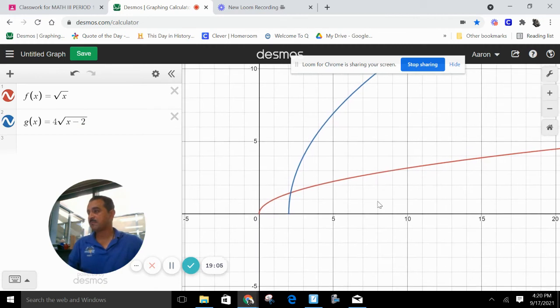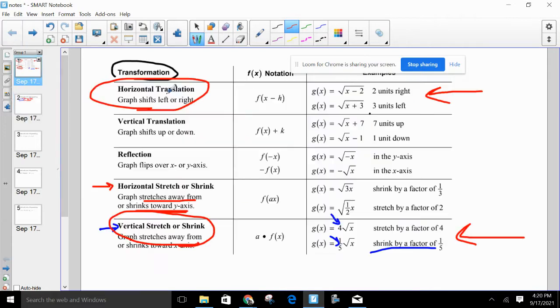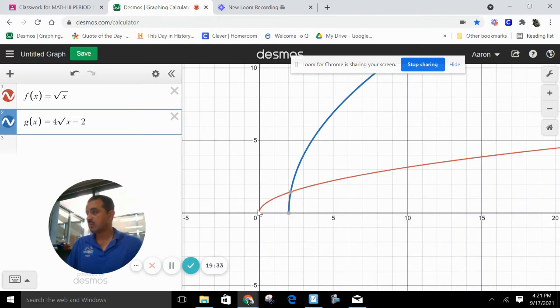So look at that. What do we got? The parent function, we ended up scooting it over to the right horizontally 2 units, right? And that's precisely what our note guide says. If it's subtracting some number, then it's going to be to the right, 2 units to the right. We could definitely see that from the graph. From red to blue, it's scooted over 2 units to the right.